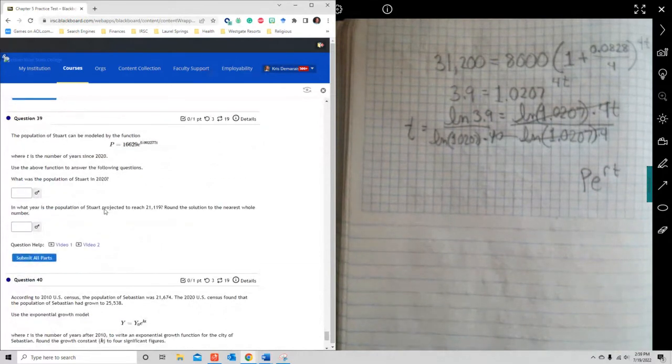Now, 39 and 40, the last couple of questions we're going to do. It says, what is the population in Stewart in 2020? That would be 16,629. That's the answer we would put here.